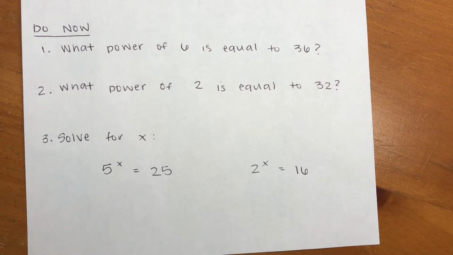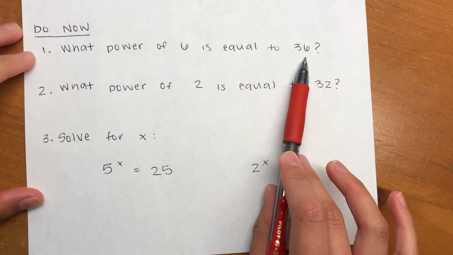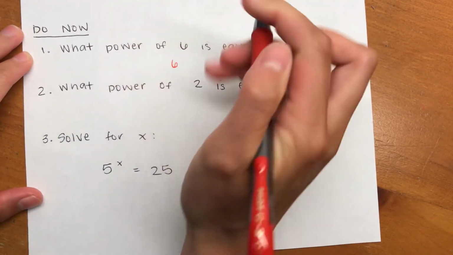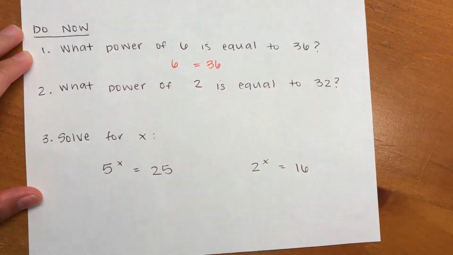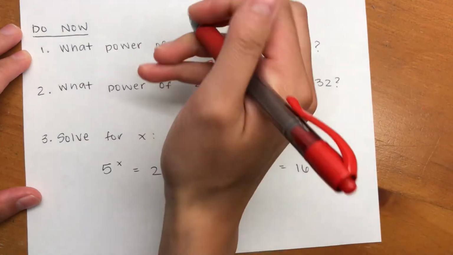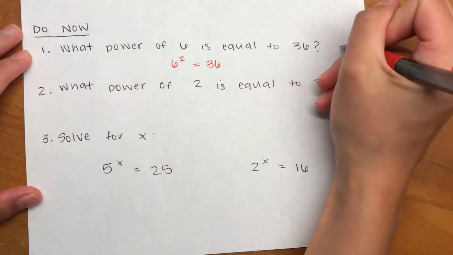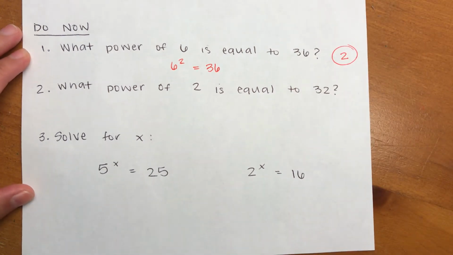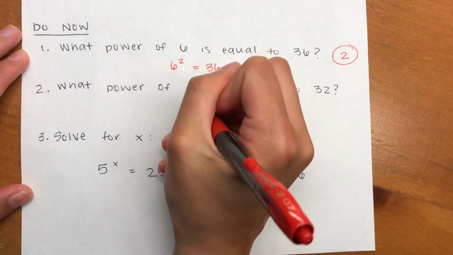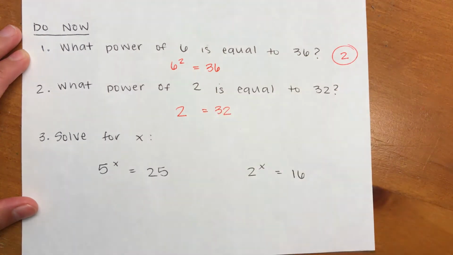Okay, so hopefully you had a chance to try these on your own. When I say, what power of 6 is equal to 36? I'm really thinking, okay, 6 to some exponent will equal 36. So 6 to what power is 36? That's got to be 2. 6 squared is 36. So my answer here is 2. What power of 2 is equal to 32? Same thing. 2 to the what equals 32.